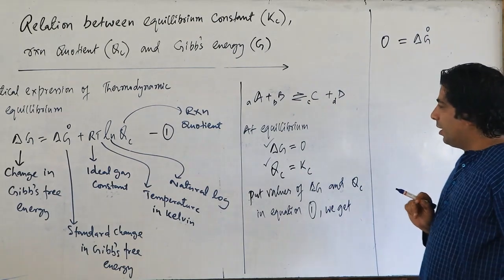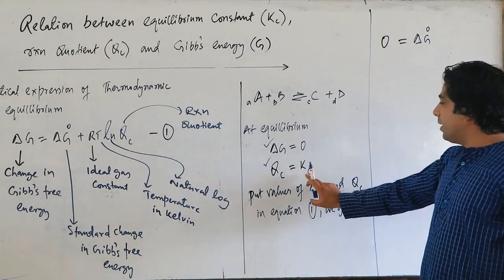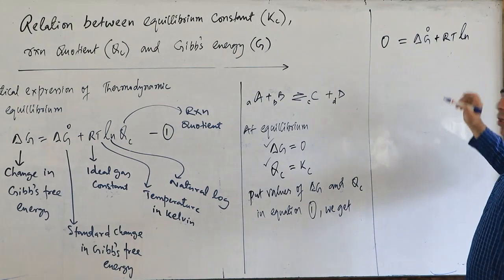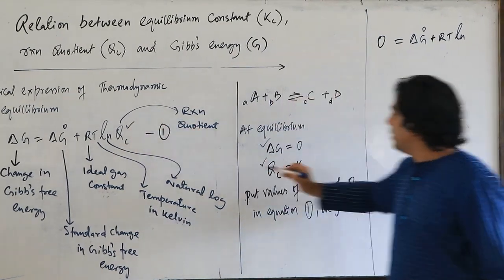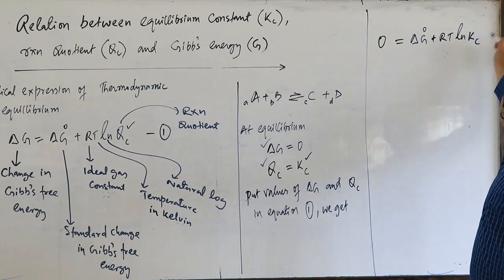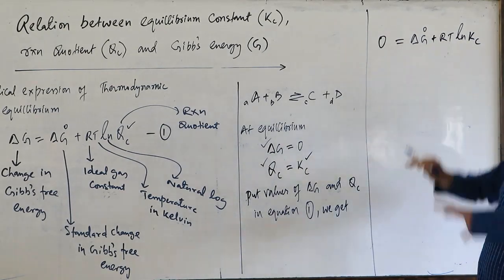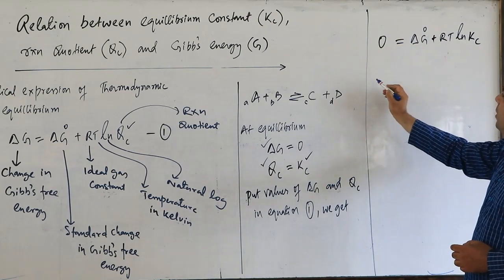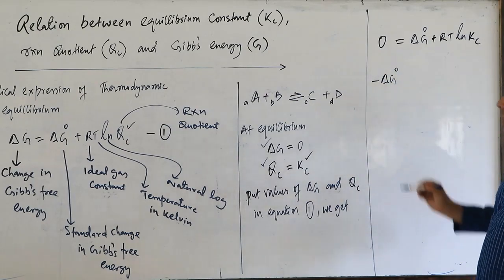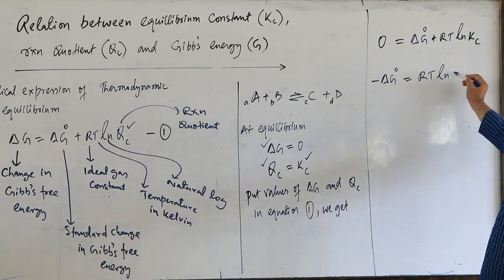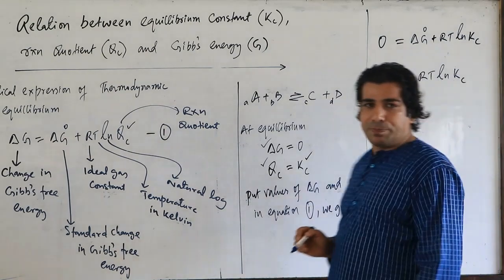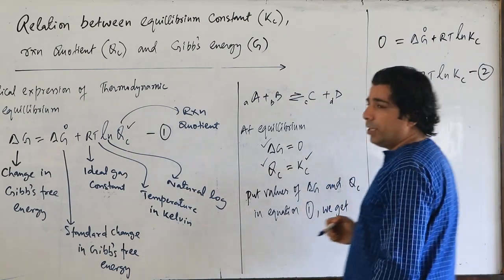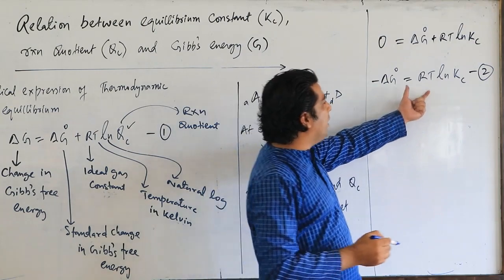So in place of QC, I will write Kc. So I will have plus RT ln, the natural log, Kc. Let us transfer the values. Let's take the term delta G naught to this side. So I will get minus delta G naught is equal to RT ln Kc. So this is my expression. Let us call it equation number 2: minus delta G naught is equal to RT ln Kc.